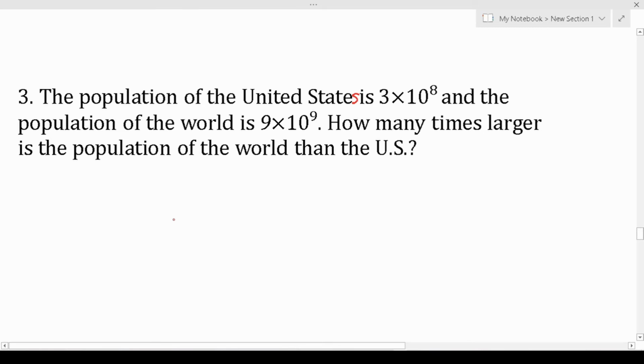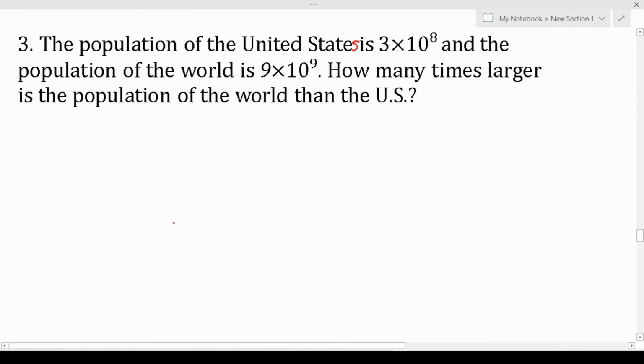Right, so finally, as we can see, number 3 says, the population of the United States is 3 times 10 to the 8th, and the population of the world is 9 times 10 to the 9th. How many times larger is the population of the world than the US? Okay, so to solve this one, we're going to take the population of the world, which is 9 times 10 to the 9th, and we're going to divide it by the population of the United States, which is 3 times 10 to the 8th. And just a few minutes ago, I showed you how to do division involving scientific notation.